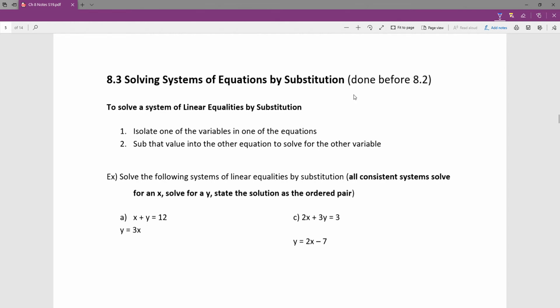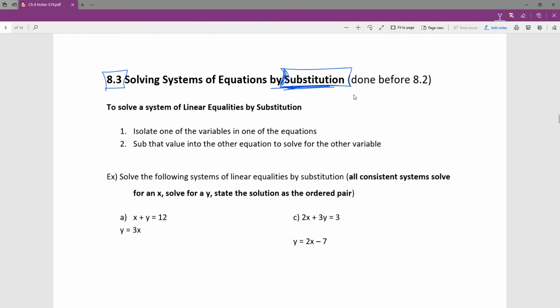So this is the first way of solving systems of equations through an algebraic approach. And so I'm going to do them out of order, like I had mentioned before. I'm going to do 8.3 first, which is the first of two processes of algebra to solve these systems. And so the first process that we're going to talk about is solving systems of equations by substitution. And this is one that I find almost always works, and so that's why I choose to do it first.